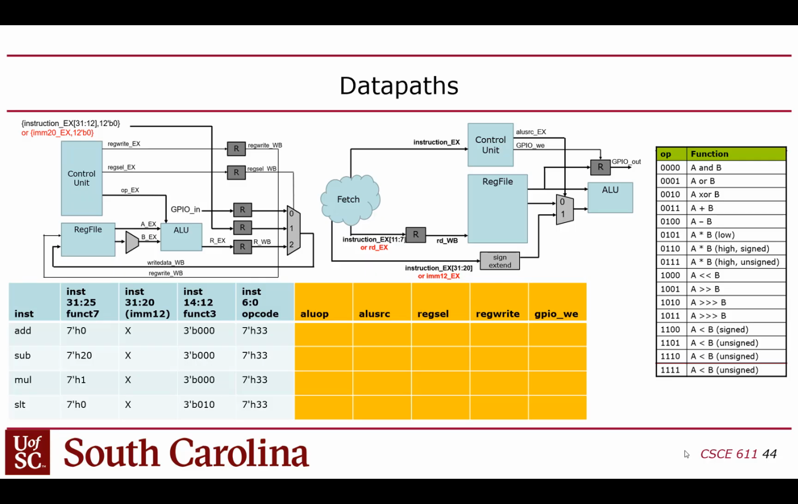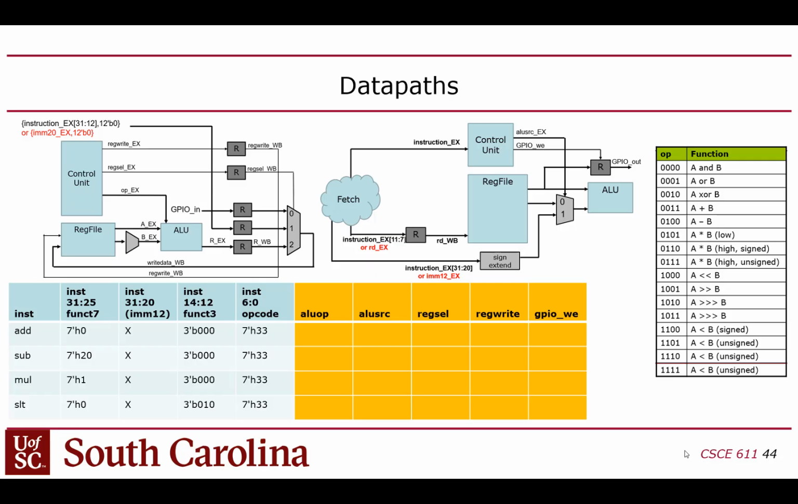The func3 is also 0. And the opcode is 33 in hex, in 7 bits. Well, hex is... you might say 2 hex digits, that's 8 bits. Well, not really, because as long as that first digit is less than 8, then it can be 7 bits, right? That makes sense?